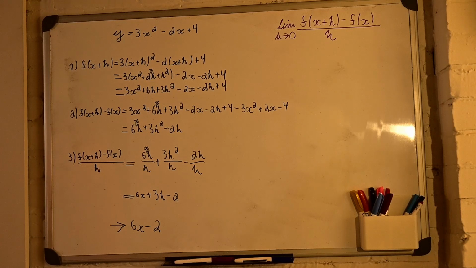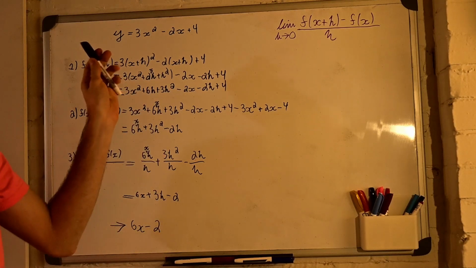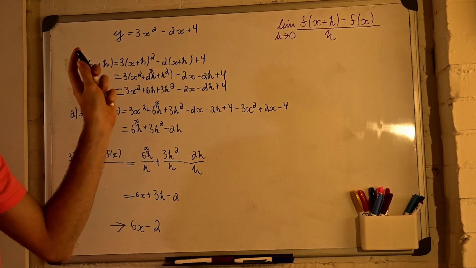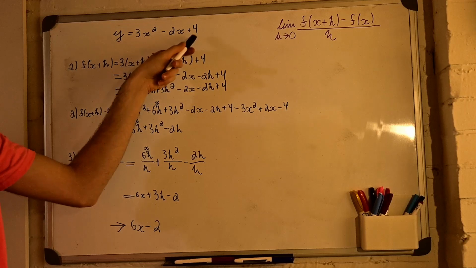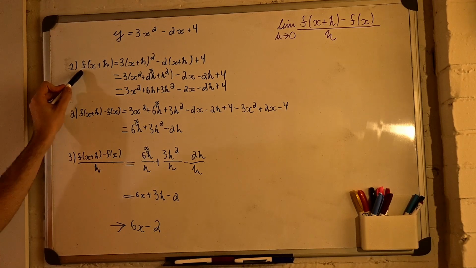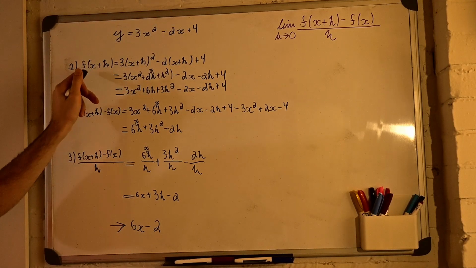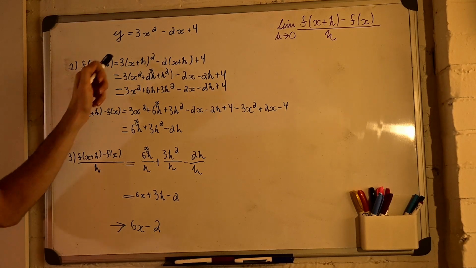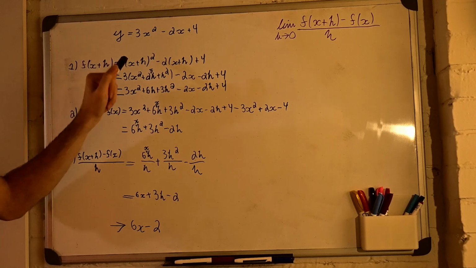So let's say you get a question that's like, use the definition of a derivative to find the derivative of this, y equals 3x squared minus 2x plus 4. So 3 steps. First step is you have to find f of x plus h. So this, of course, is f of x. We need to find f of x plus h. So you're just going to take every single x in here and replace it with x plus h.